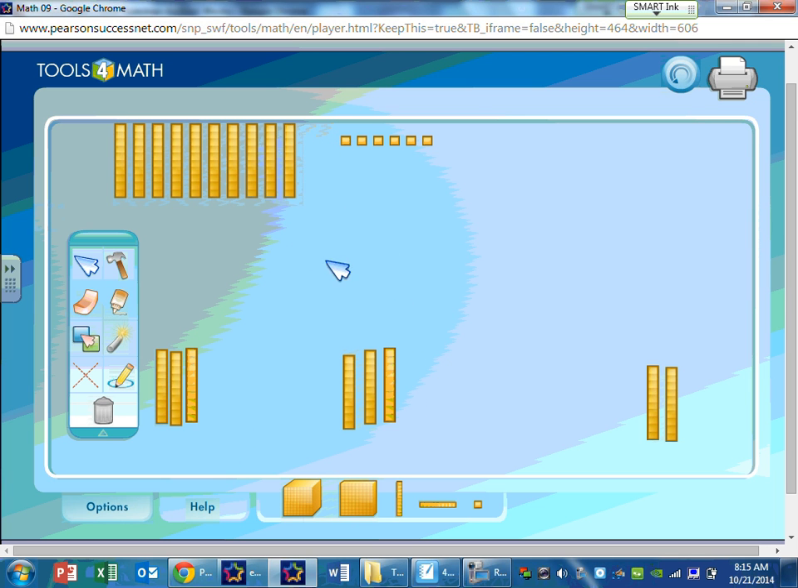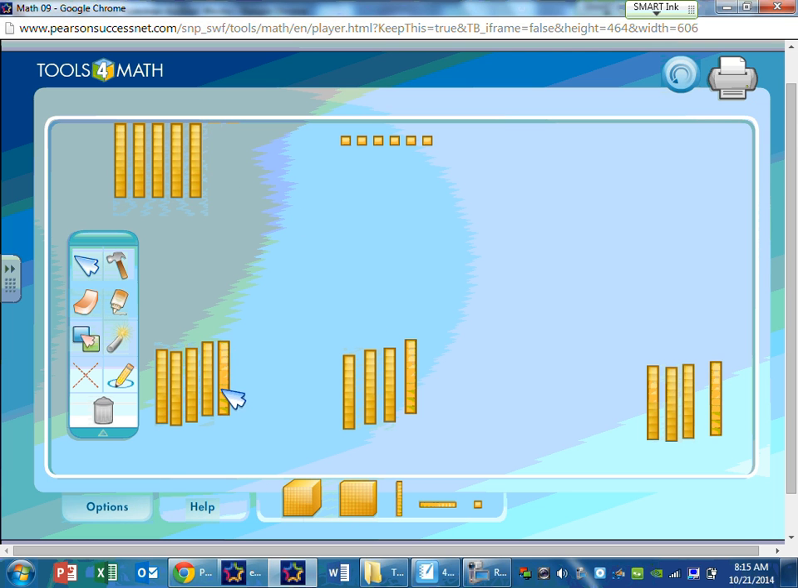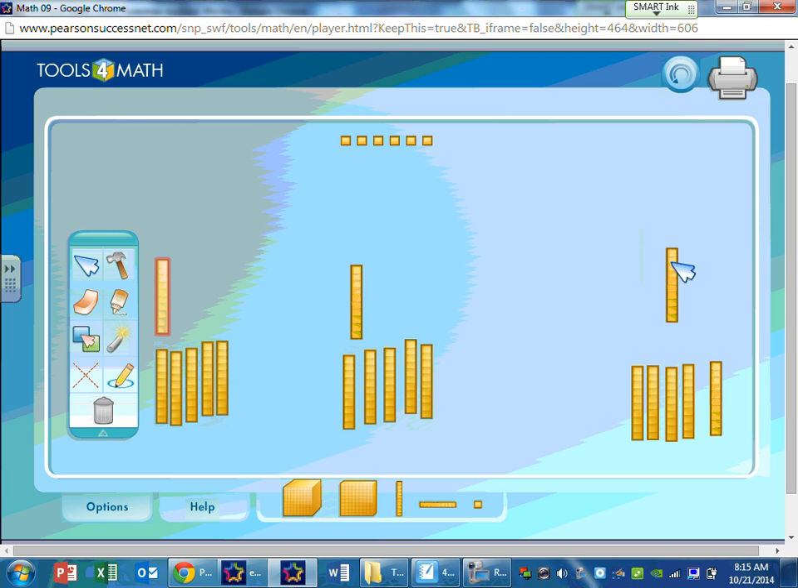1, 2, 3. 1, 2, 3. 1, 2, 3. It's fun making groups, right? 1, 2, 3. All right, so I've divided all my tens, and I've got 60 in each group. And then I can divide the ones, 1, 2, 3, 4, 5, 6.